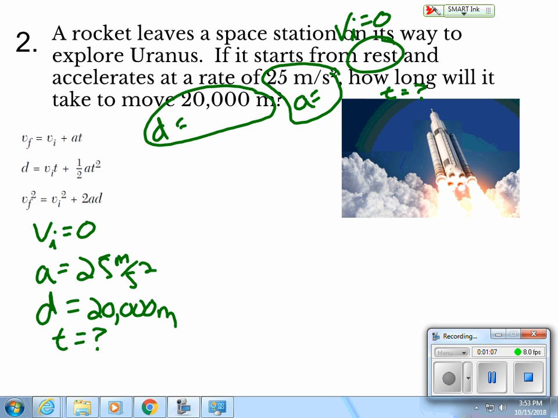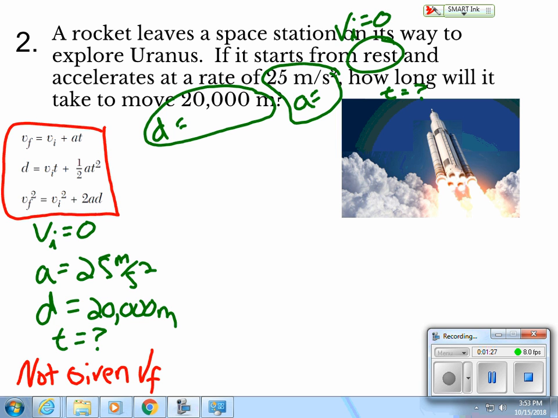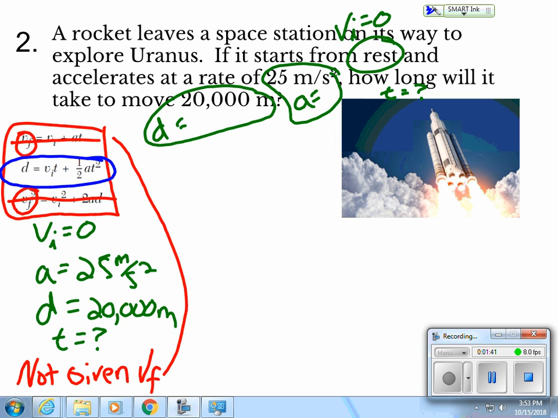What am I not given? I am not given any information about my final velocity. And if I'm not given that, that means I do not choose any equations that have V final. So when I'm looking at equations, any equation that has V final, skip. Because that one's a V final. What's another one that has V final? Skip. Bam.